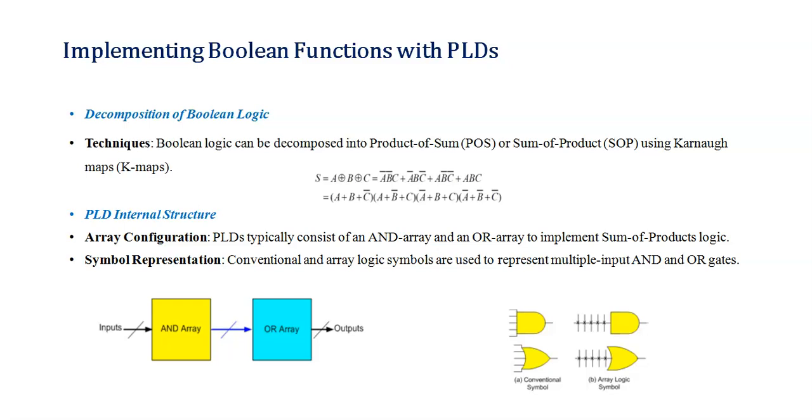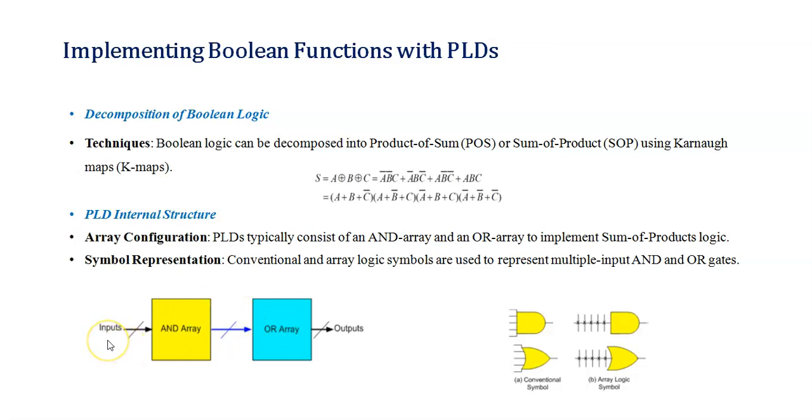And whenever you are having any truth table, you will be getting the Boolean logic equation for that by solving the K-map. So here you are able to see this solved K-map, and this function you need to implement. For implementing, you require addition, that is the OR gate, and products are there, so you require AND gates. So the PLD internal structure has an array of AND and an array of OR.